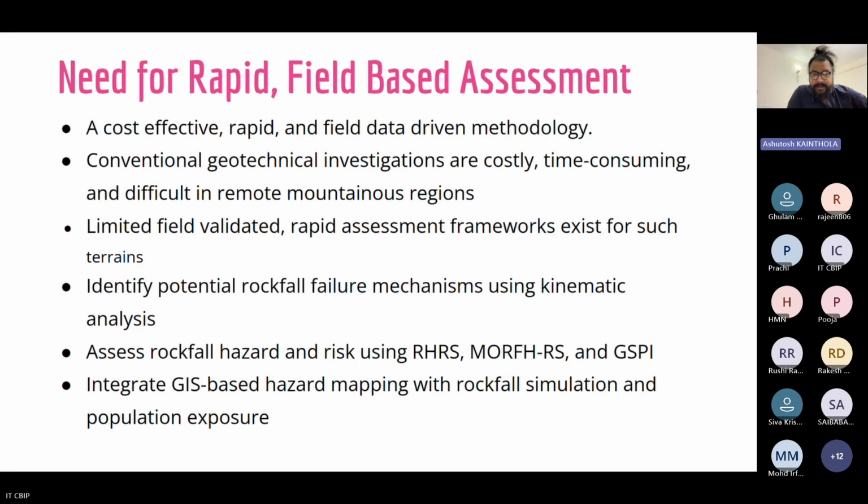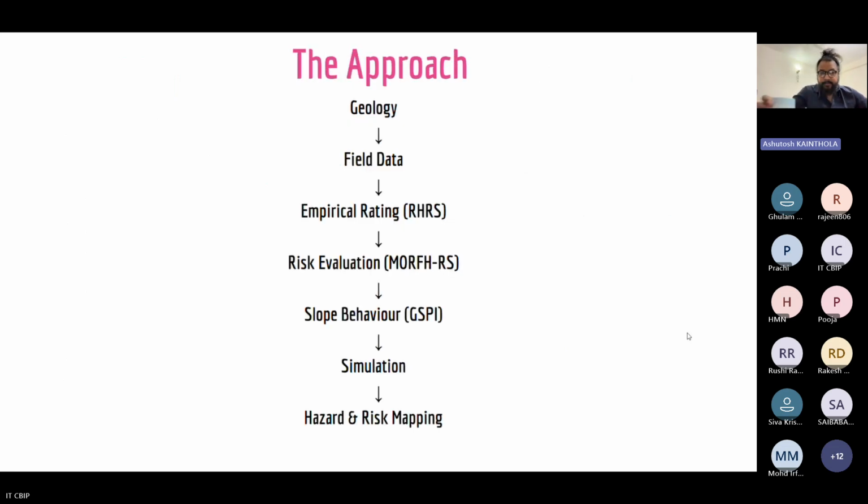Now, to the next slide, please. So the approach that we have taken is to study the geology, then gather all the field data, then we went to rockfall hazard rating. That essentially tells us the probability of a rockfall hazard in a specific region. Then we went to risk evaluation. We used the Missouri rockfall hazard rating system.